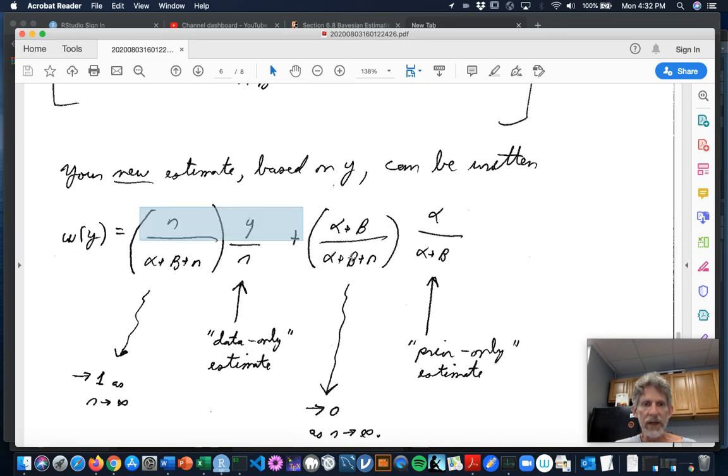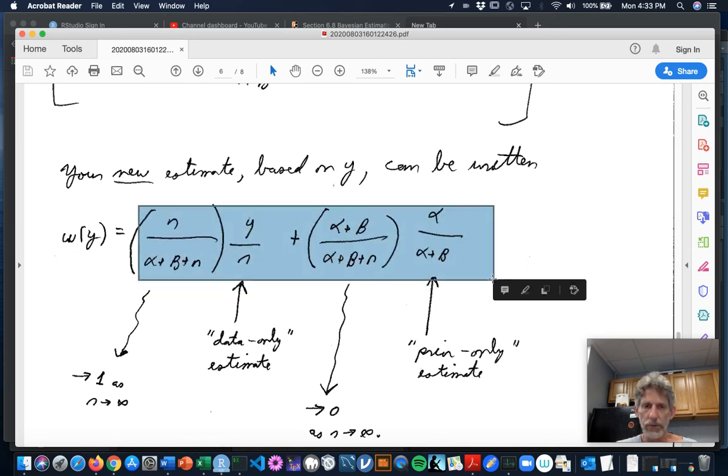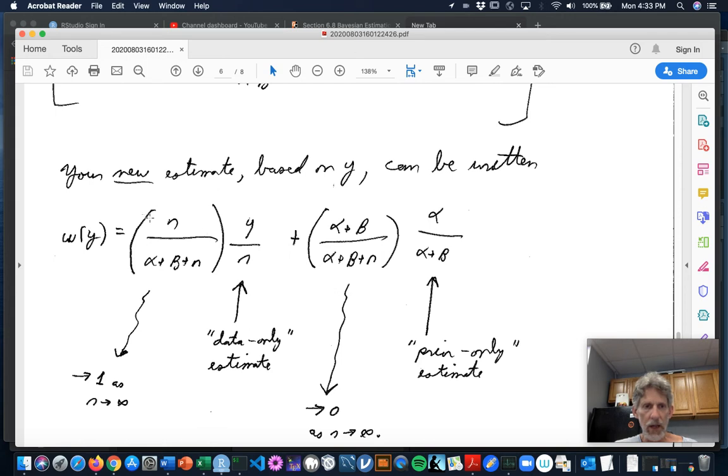And this is a weighted average of those two. I mean, if you check it out, this number here and this number here add up to 1. And so you're giving a certain percentage of weight to the data-only estimate and 100% minus that percentage weight to the prior-only estimate. You're kind of splitting the difference between the two estimates. Your Bayesian estimate of the theta is somewhere in between those two estimates.